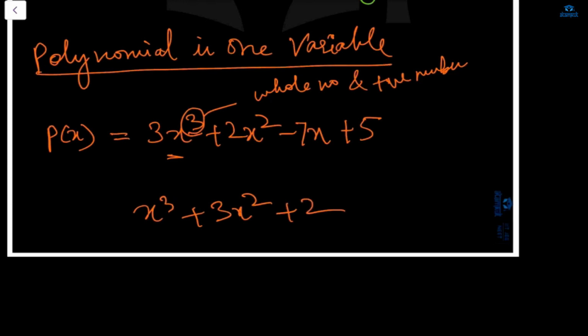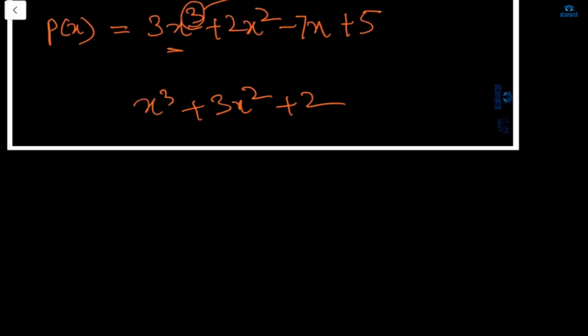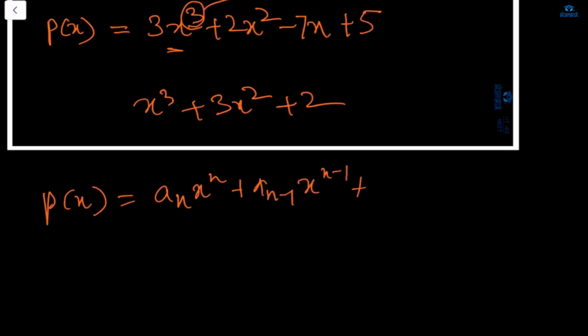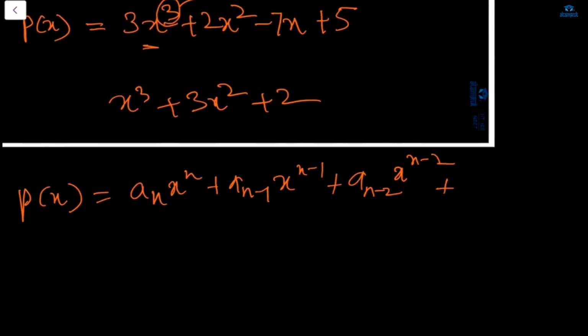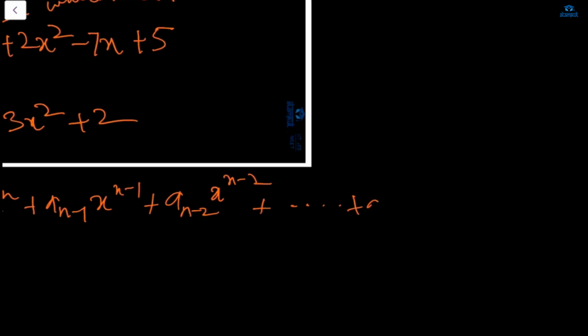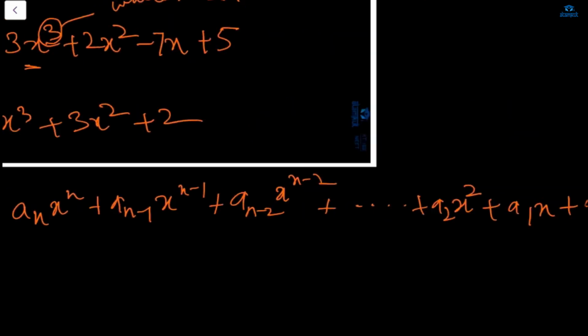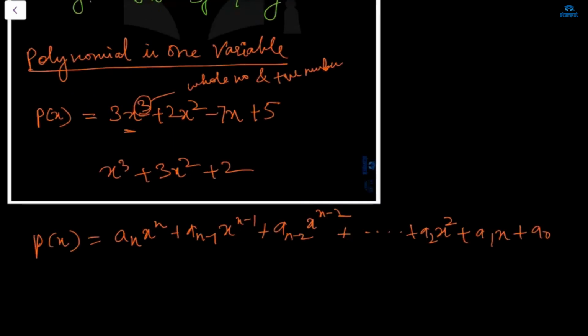What is a general term of a polynomial? A general polynomial we can write as a_n x to the power n plus a_(n-1) x to the power n minus 1 plus a_(n-2) x to the power n minus 2, and similarly it will go on like this, up to a_2 x squared plus a_1 x plus a_0. If you see here, a_n is the first term, and n is the exponent value. We'll see in detail when we move forward.